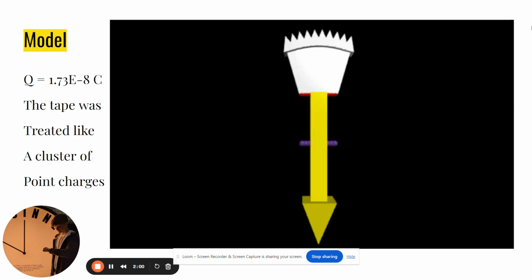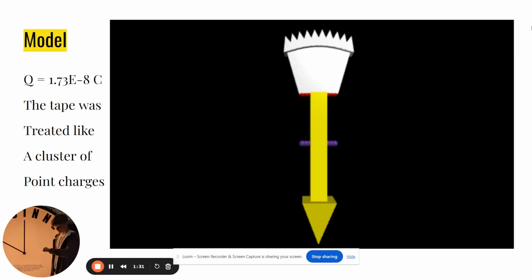So moving into the model, this is our model right here. We have the red operating as tape B, the purple operating as tape A. You can see that gravity is the yellow arrow, which is pulling down on the top piece of tape. But there are multiple electrical forces on each point charge, which are the white arrows pointing up. Those are the repulsion forces found between the two charged pieces of tape.